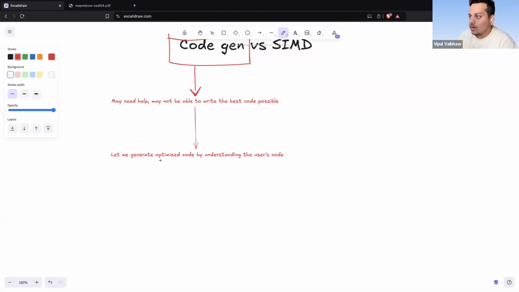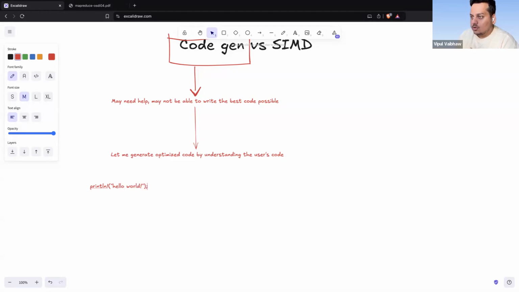Let's take one very simple example. Let's say this is Rust code which you are writing: println hello world. Here println is a macro, because println can also take a number, a vector, anything. Internally it creates the right function signature for you, which the final compiler can understand. So the compiler does all the code generation for you.